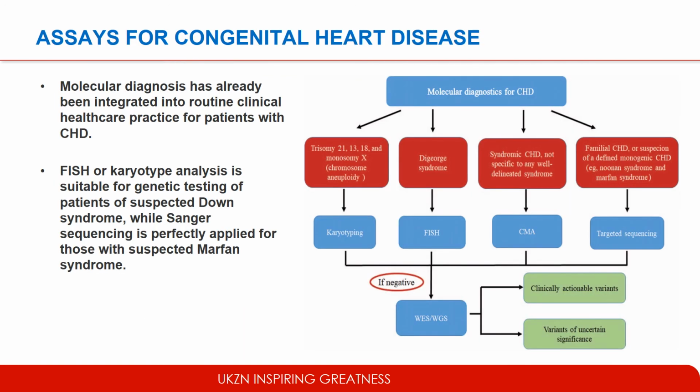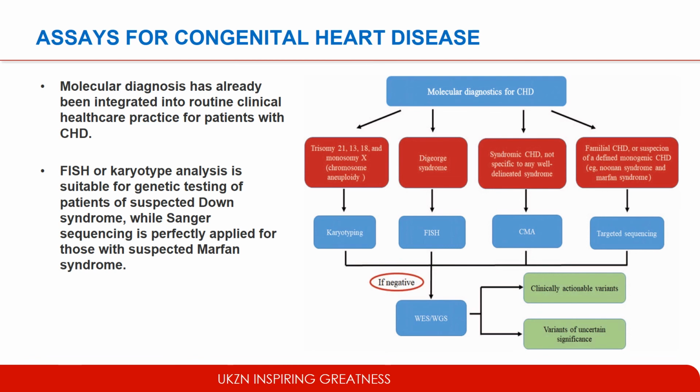So let's look at assays for congenital heart disease. Molecular diagnostics has been integrated into routine clinical healthcare practice for patients with congenital heart disease. If you look at this really nice diagram, it shows a molecular test that can be used. For example, for trisomy, you can use karyotyping. If you want to look at DiGeorge syndrome, there's fluorescence in situ hybridization. And for other conditions such as familial congenital heart disease, you can use targeted sequencing.